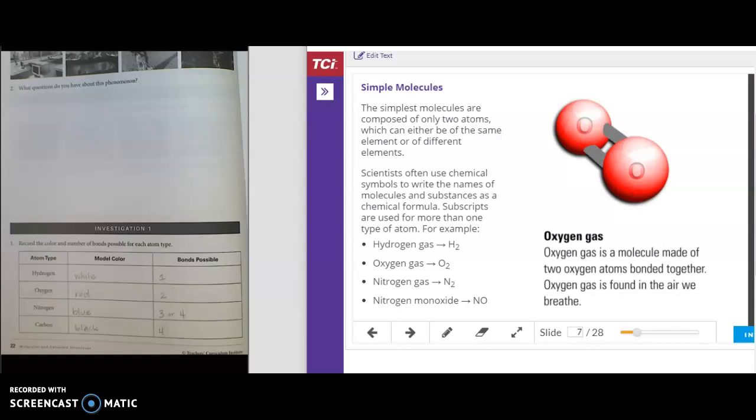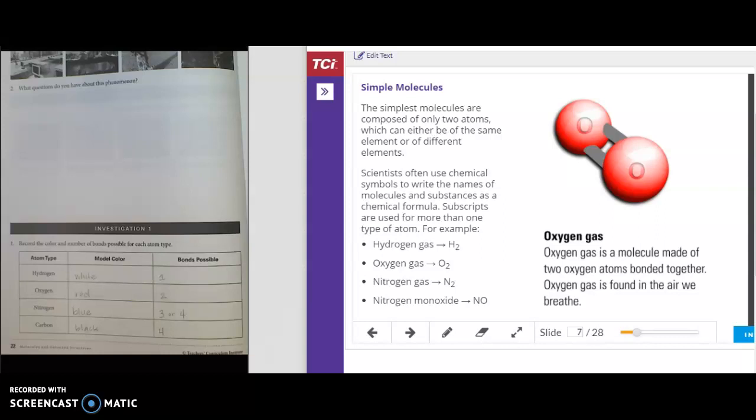So now we're going to talk about some simple molecules. Remember, a molecule is when we have at least 2 atoms bonded together. So now we have a new substance that's formed. We have a new molecule. And the simplest molecules are composed of only 2 atoms. And those atoms can be either the same type of element or they can be different elements. Scientists often use chemical symbols to write the names of molecules and substances as a chemical formula.